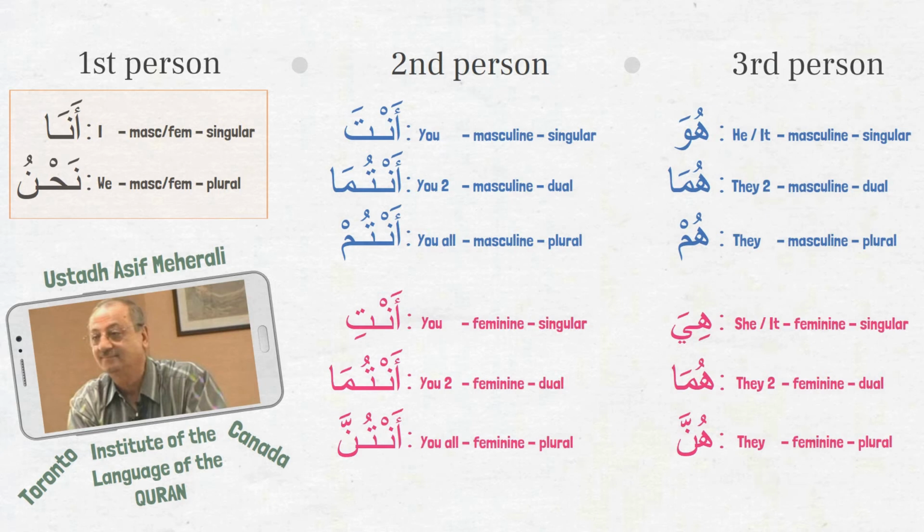In each of these groups we have singular, dual and plural, except the last group ana nahnu, which is singular and plural. So together we have huwa huma hum, hiya huma hunna, anta antuma antum, anti antuma antunna, ana nahnu.